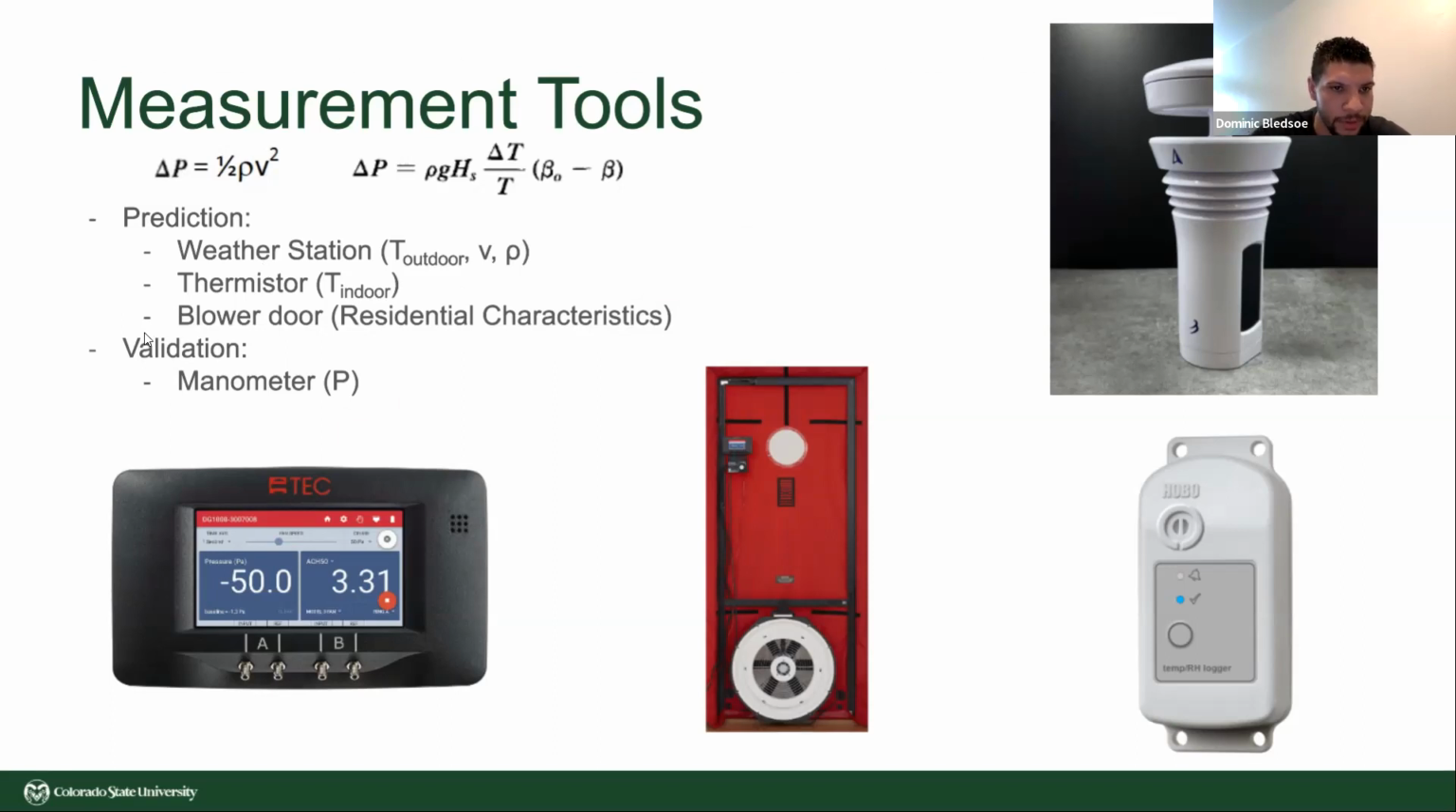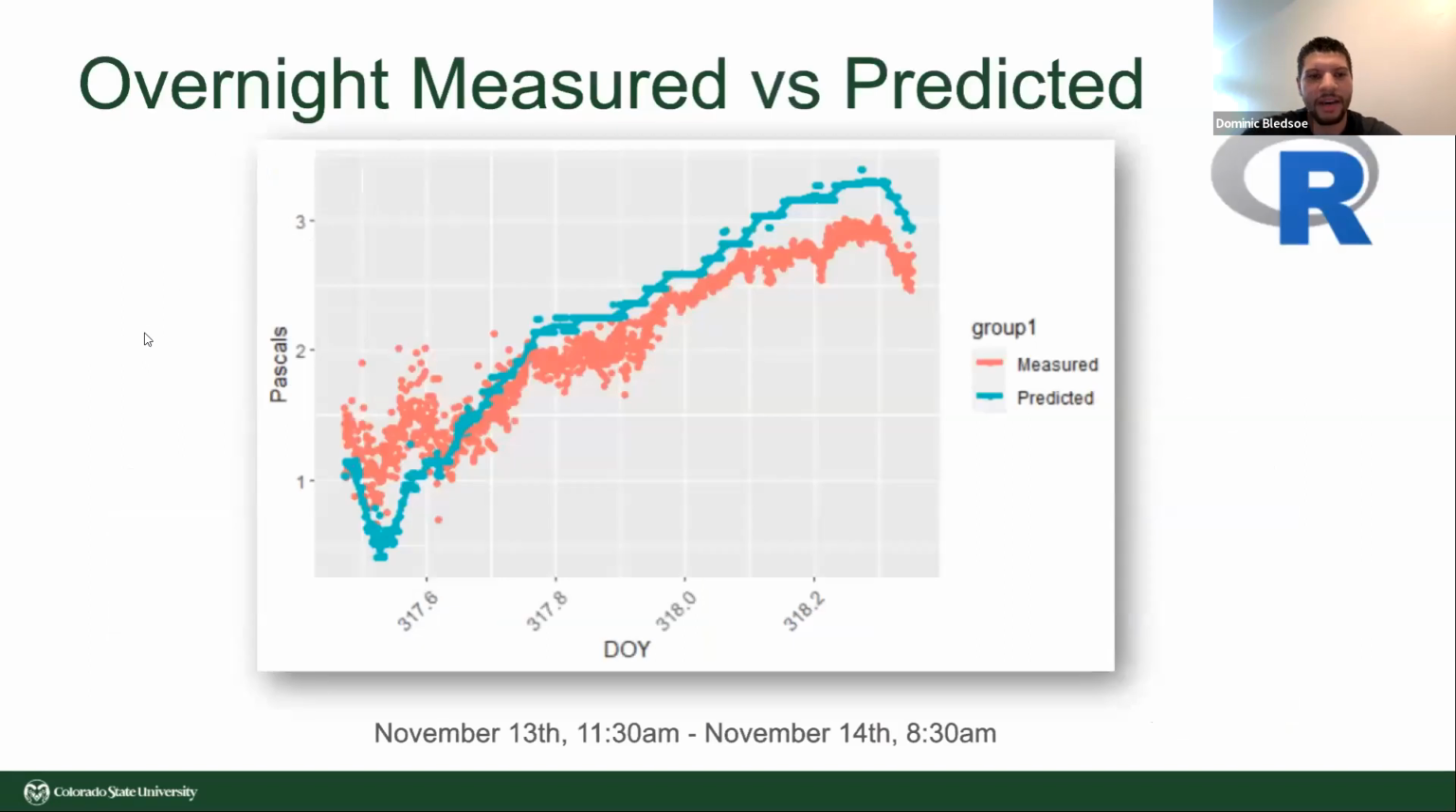So without further ado, here we have a little plot that I created of a data set. I think it runs overnight from the 13th to the 14th of November. We see the predicted value in blue. That's the output of what the model is saying, with the equations that we just touched on. That is what ultimately the outcome is from those. And the red is what the manometer outputs.